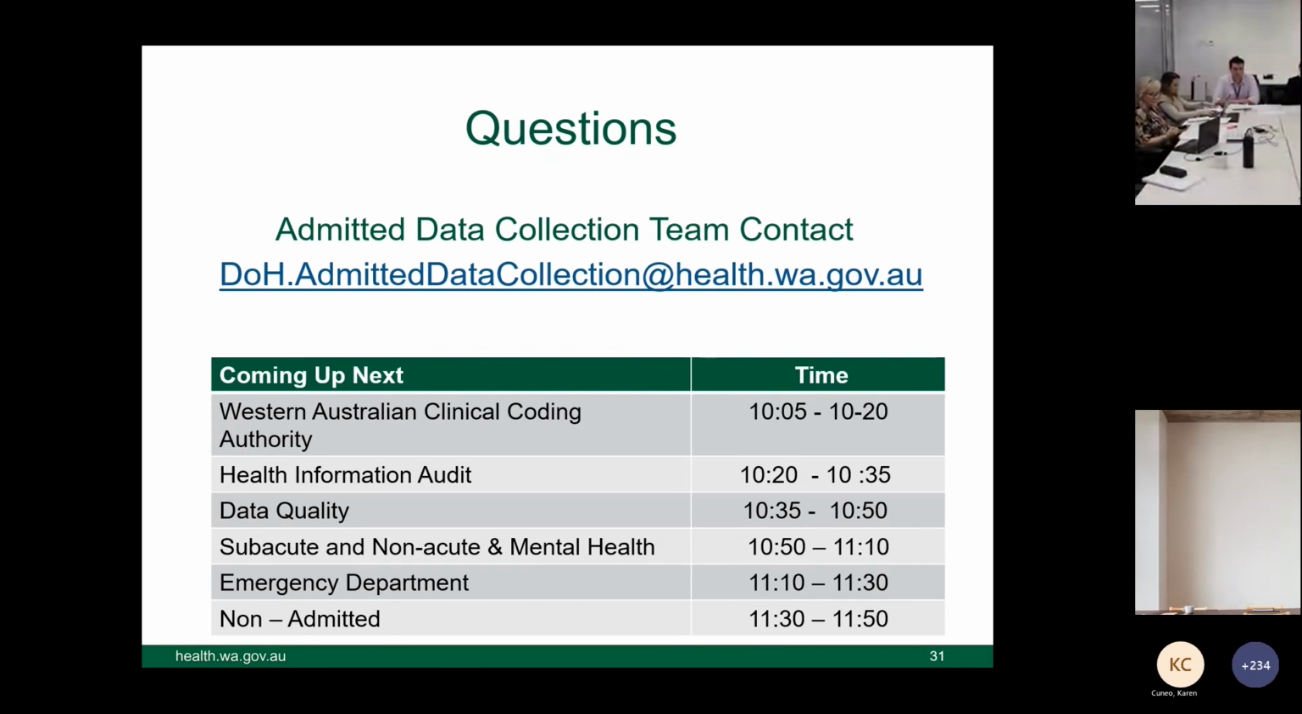So each HSP, including the Department of Health, has an administrator who provisions access to the master file. If this is something that you would like to have access to and you want to query some of the data yourself, by all means, send us an email to doh.admittedDataCollection@health.wa.gov.au and we'll be able to put you in contact with your local administrator to get access.